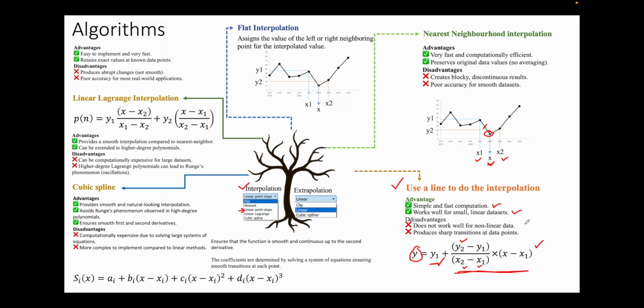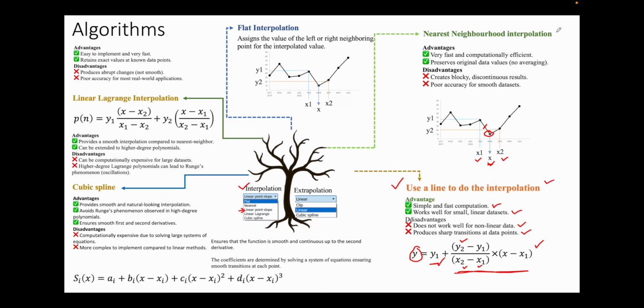Disadvantage, it does not work with non-linear data. So if the data is non-linear, then it is very difficult to have this type of interpolation to solve the problem. And whenever there are also some sharp transitions, there also you will not have a better solution from this algorithm, because it completely depends on the slope and the other calculations. So this is all about the linear point slope.